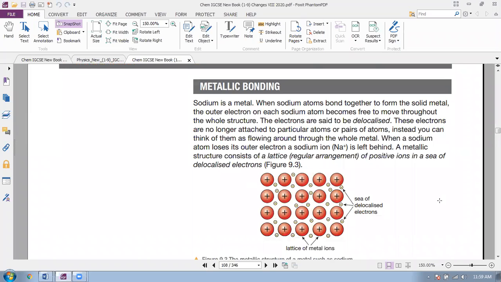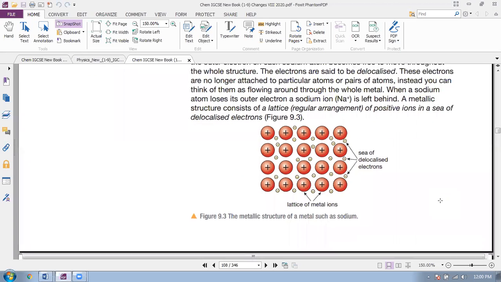This chapter explains the bonding present inside a metal. The regular structure of a metal is that all atoms are of a similar type, and they have many delocalized electrons. These electrons come from the outer shell of each atom, and when the outer shell electrons move into the structure, the atoms become positive ions. Now look at this diagram, everyone.